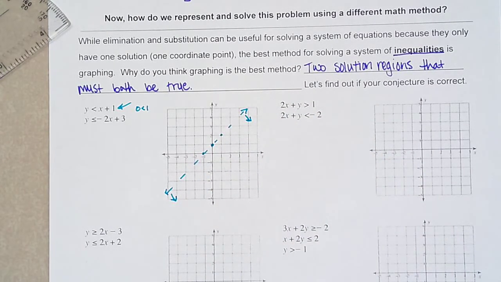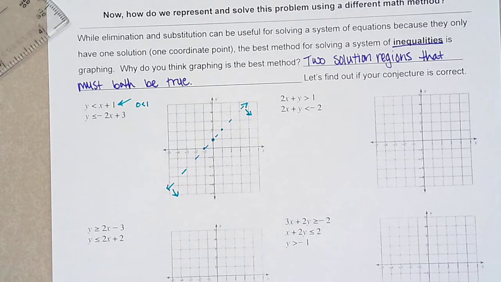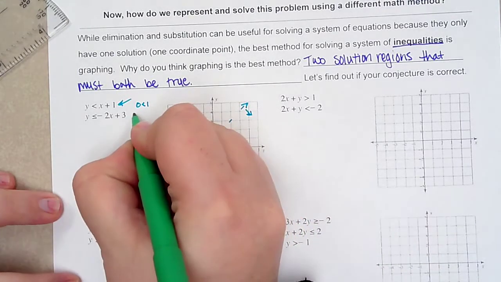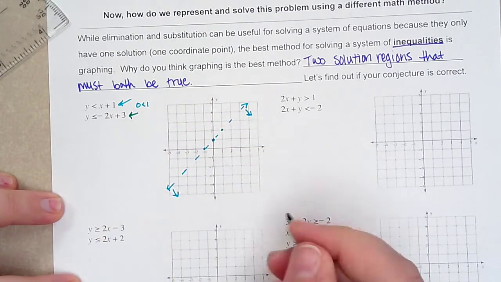Now, I don't like to shade right away, and you'll see why in just a minute. I like to draw those arrows to say I'm going to be going in that direction so that my picture doesn't get muddy. Let's go ahead and do our second one here, and we'll do it in green.